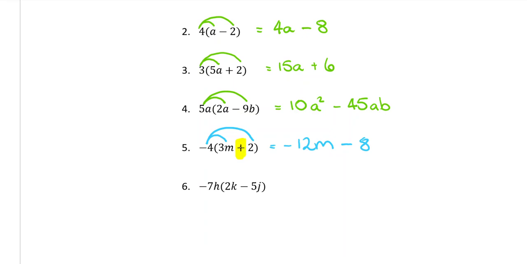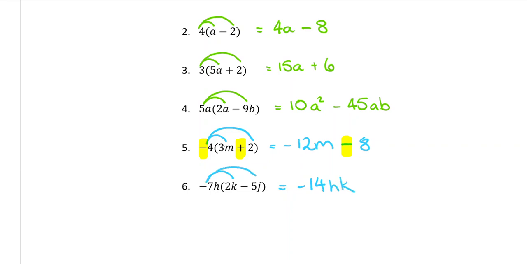So this symbol here has gone from a plus and is now a minus because of the minus that was out the front. Let's try another one of those. Minus 7h times 2k. Minus 7 times 2 is negative 14. And we have two letters, H and K, so in alphabetical order, HK.